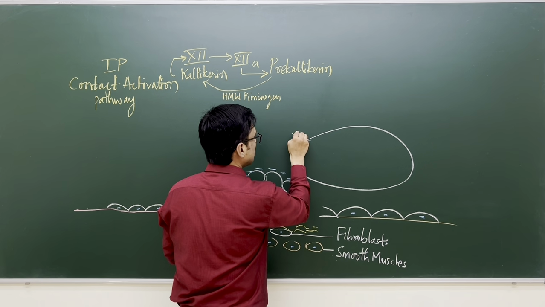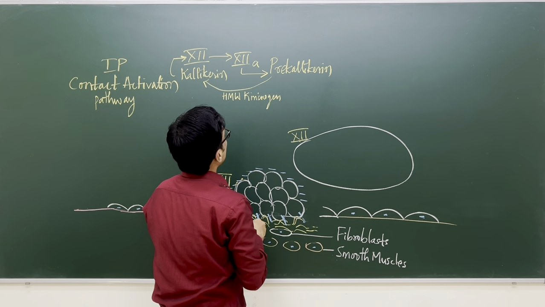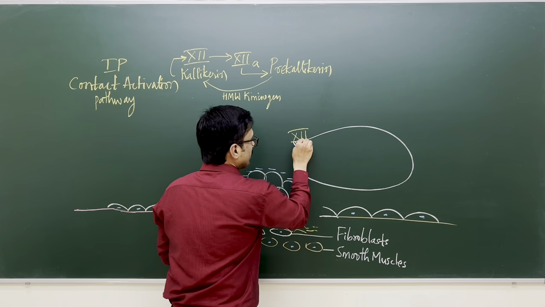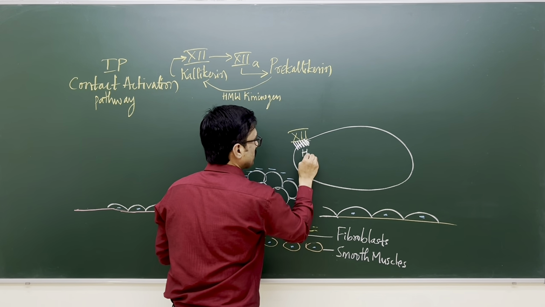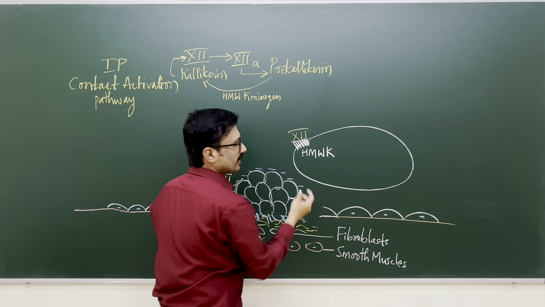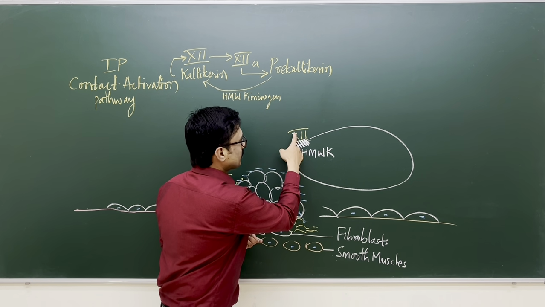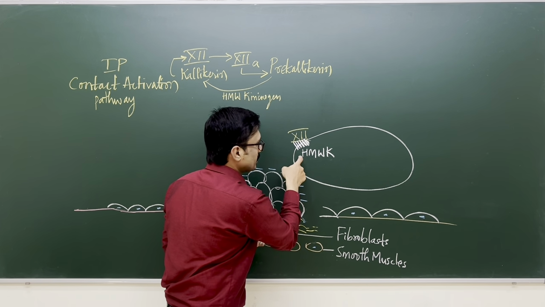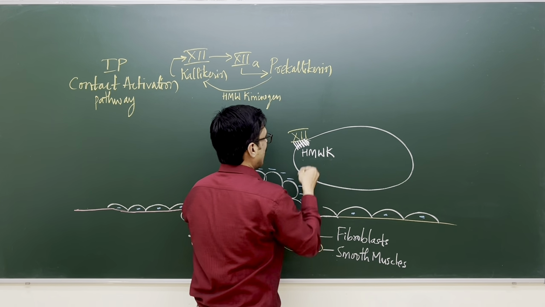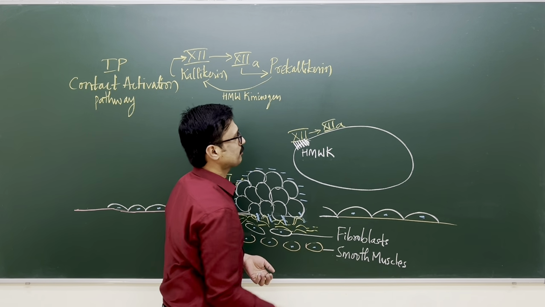So this factor 12 comes and binds to the platelet, and there is the high molecular weight kininogen. This HMW kininogen acts as some anchoring adhesion molecule so that the factor 12 binds to the platelet and this will get activated. Factor 12 gets activated over the surface of the platelet.